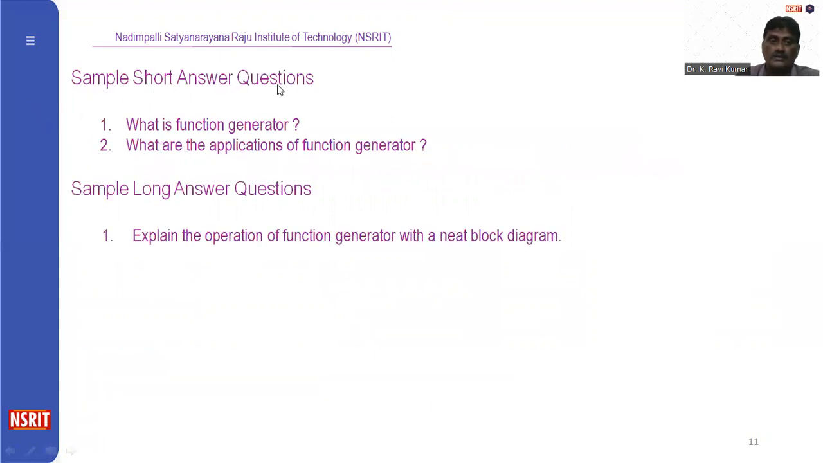These are some simple short answer questions. What is a function generator? What are the applications of a function generator? The sample long answer question is: explain the operation of a function generator with a neat block diagram.